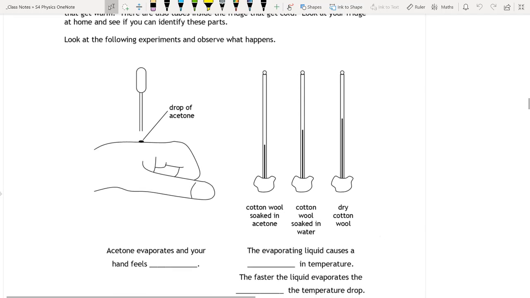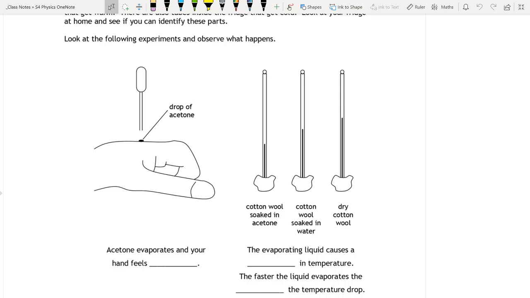First of all, I've got a couple of little demonstrations I want to show you. Acetone is what nail varnish remover is made out of. It's a liquid that evaporates very, very quickly. If you ever drop nail varnish remover on your hand, it feels cold, but it also disappears very quickly because it evaporates very quickly when it touches your hands.